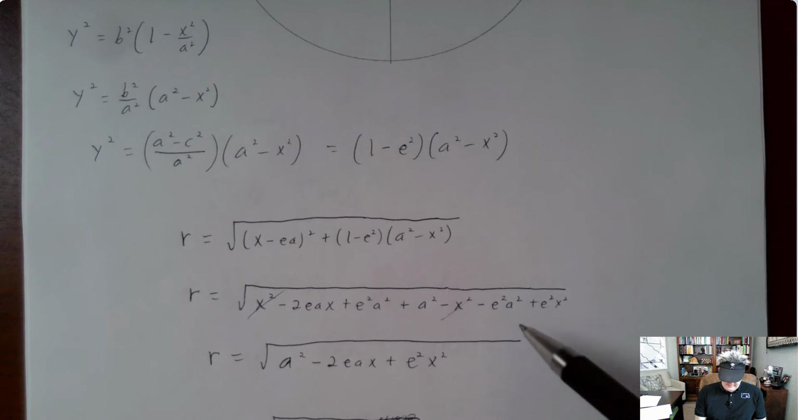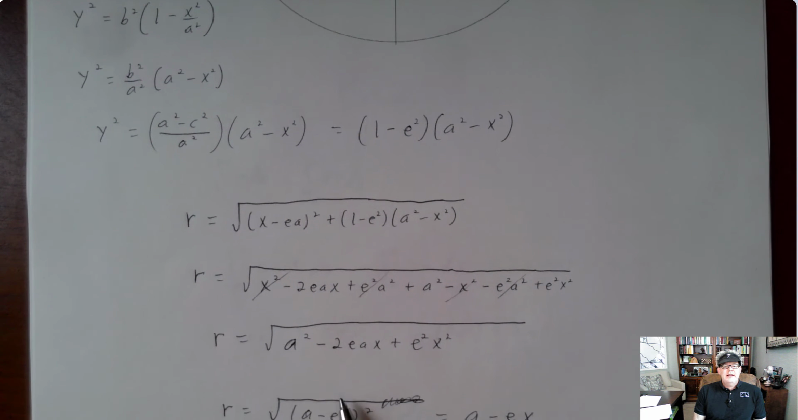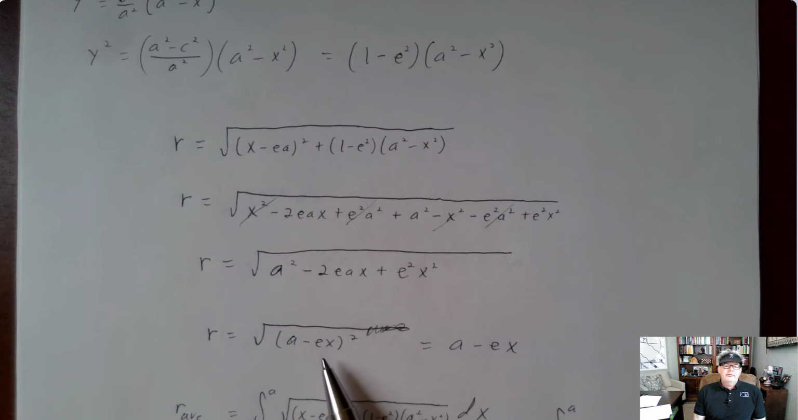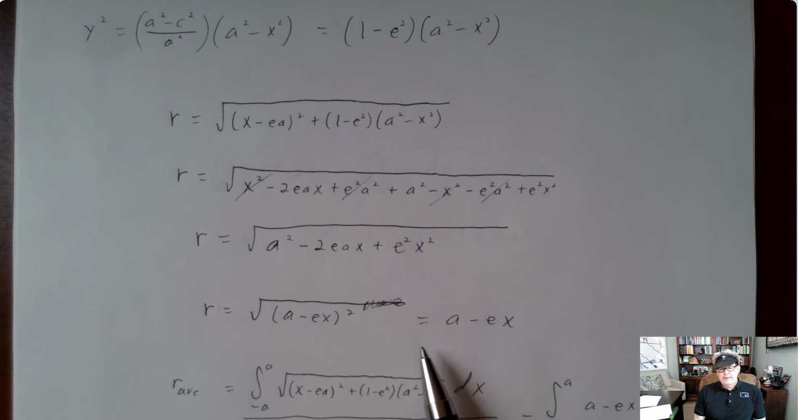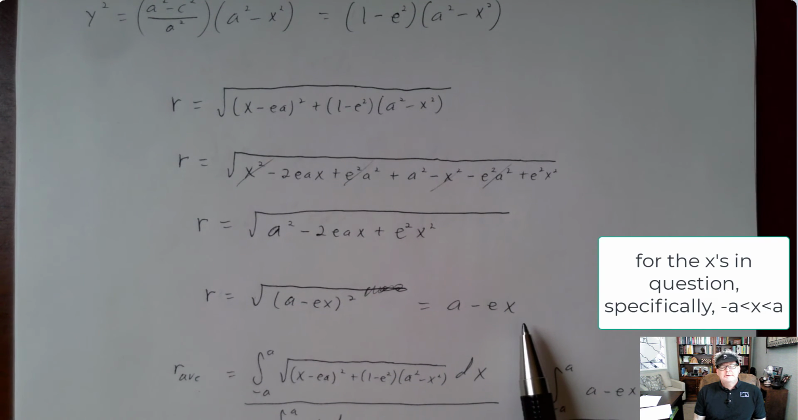And then the e squared a squareds cancel. So just to put it in the right form that I want, it's a squared minus 2eax plus e squared x squared, which is a perfect square conveniently inside that radical. And I made sure that when I pull it out, I won't need absolute values. This is always positive for the a's in question.